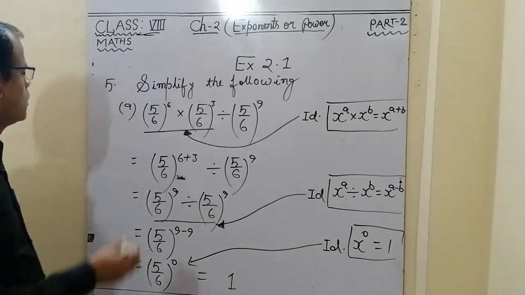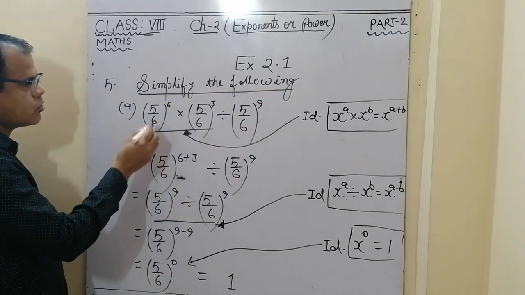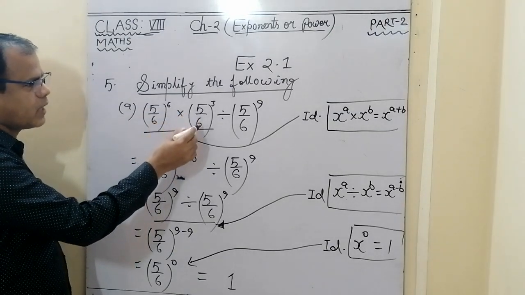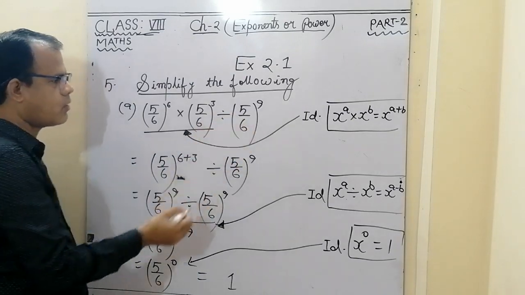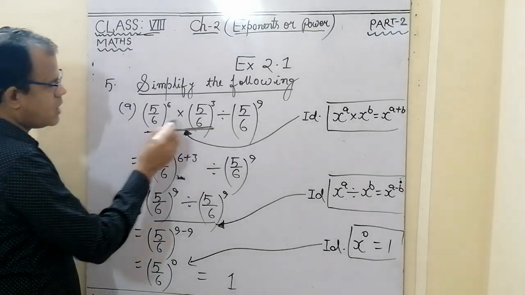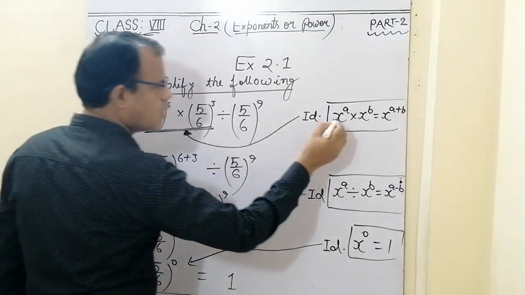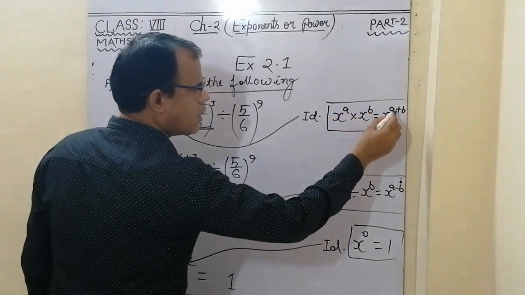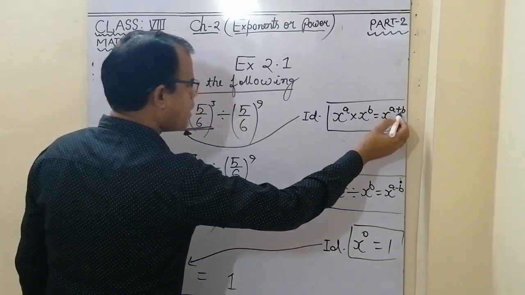Yes student, question number 5. Simplify the following. This is the question: (5/6)^6 multiplied by (5/6)^3 divided by (5/6)^9. First we have to solve this. Here you see the bases are same and powers are different. In multiplication, if the bases are same and powers are different, we add the powers. So x^a times x^b is x^(a+b).